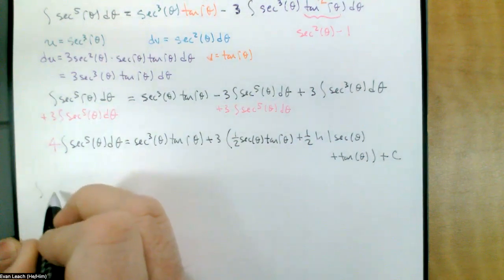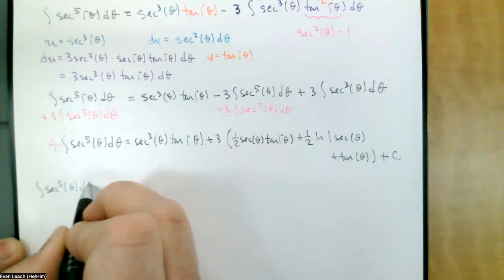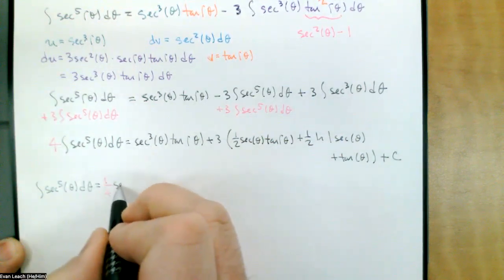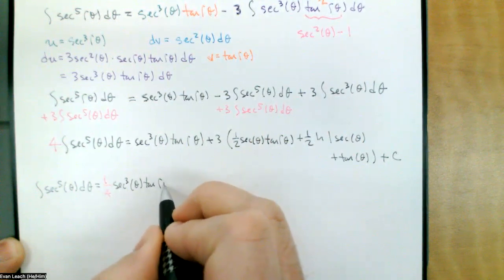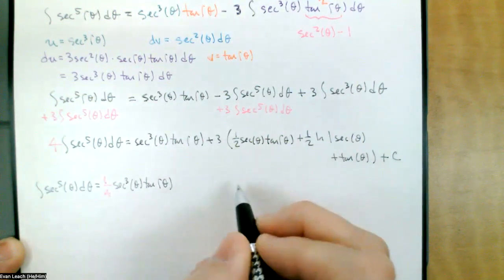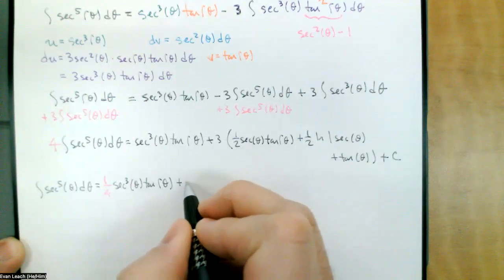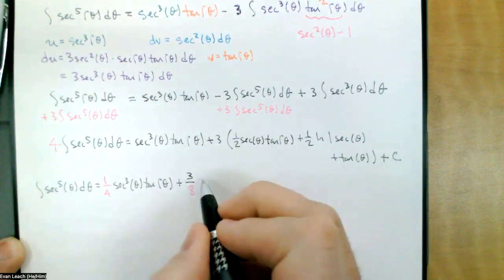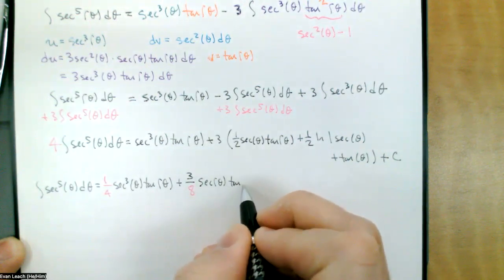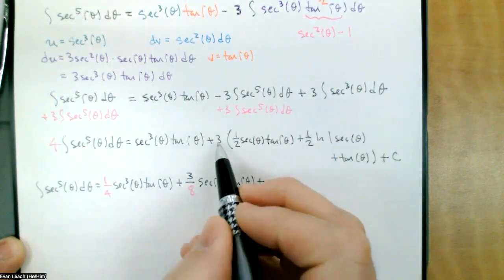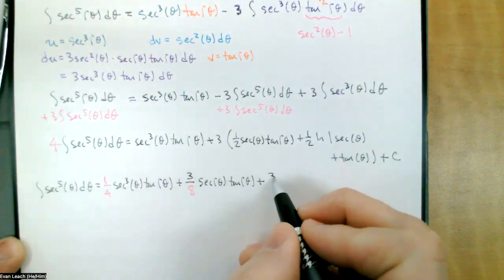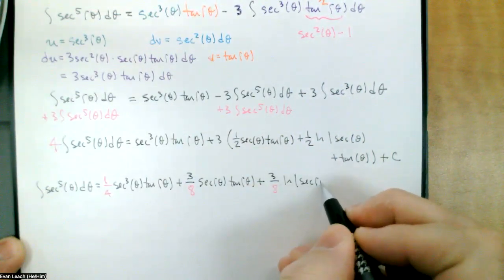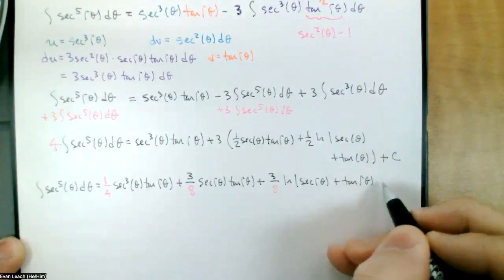So our integral of secant to the 5th theta d theta is going to be a 1/4 secant cubed tangent plus 3/2 divided by 4, so 3/8 secant theta tangent theta plus 3/2 divided by 4, 3/8 times the natural log of the absolute value of secant theta plus tangent theta plus c.